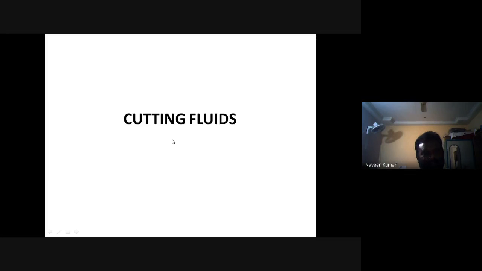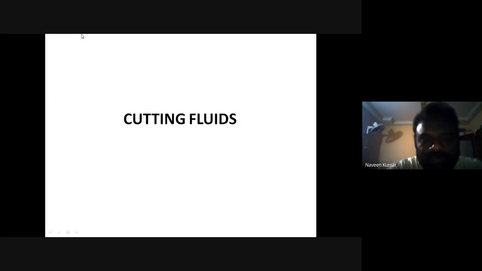Cutting oils should never be mixed with water. And these cutting oils are of two types. One is fixed oils, and the second one is mineral oils. So fixed oils include all vegetable oils, whereas mineral oils are extracted from petroleum crude. And fixed oils have more lubricating properties, whereas mineral oils are more stable than fixed oils.